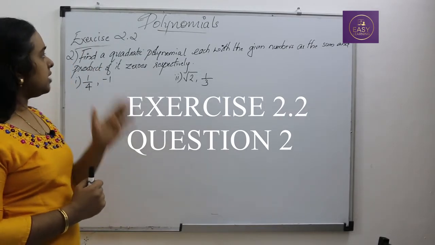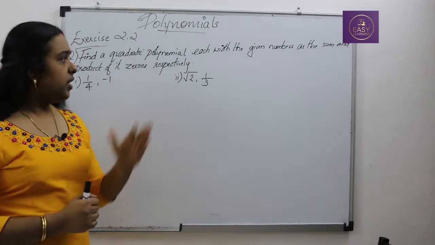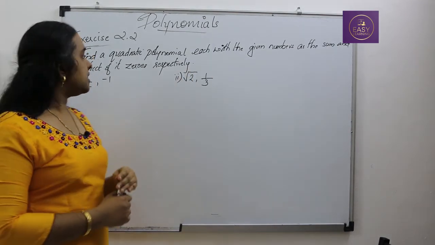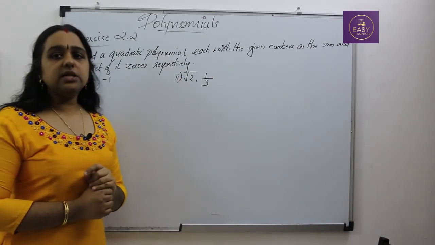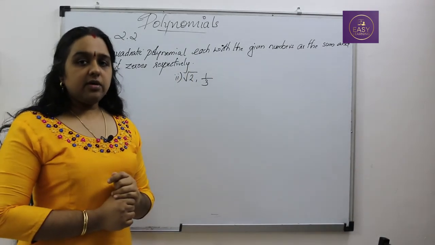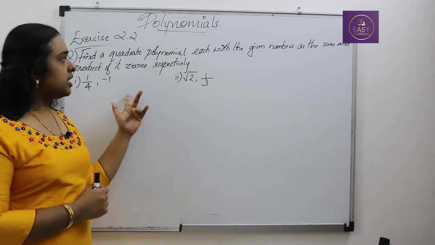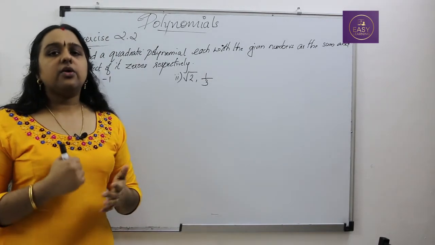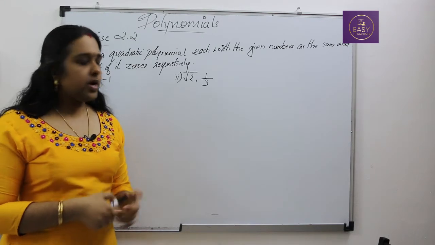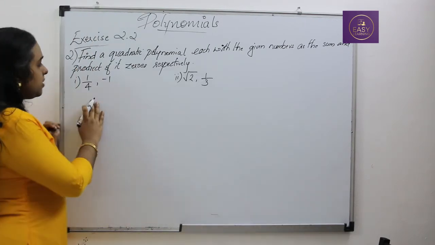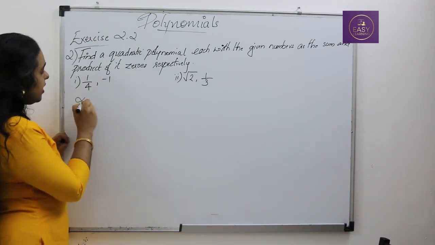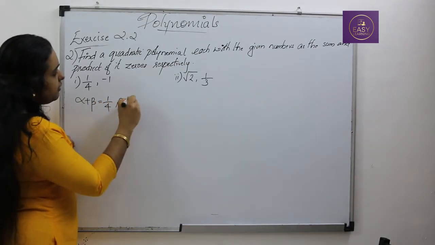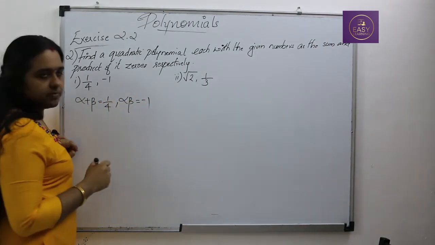That is question number 2 of exercise 2.2. Find a quadratic polynomial each with the given numbers as the sum and product of its zeros respectively. We are given sum and product of zeros of a quadratic polynomial. We have to find the quadratic polynomial. First question is 1 by 4 and minus 1. That is alpha plus beta equals 1 by 4 and alpha beta equals minus 1.